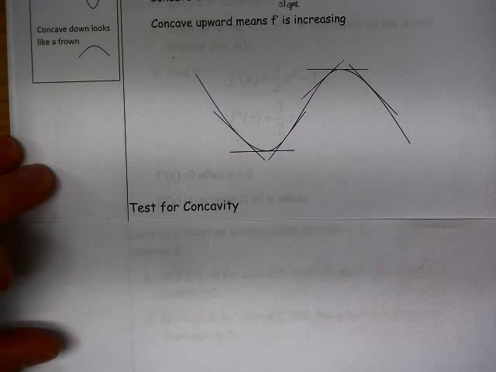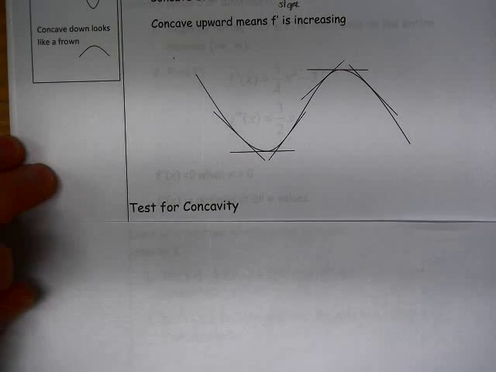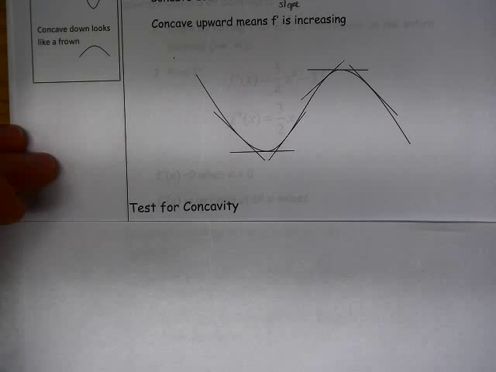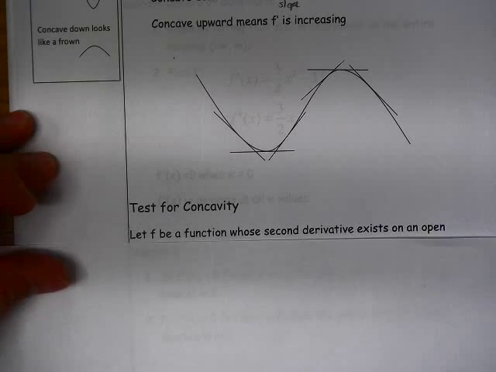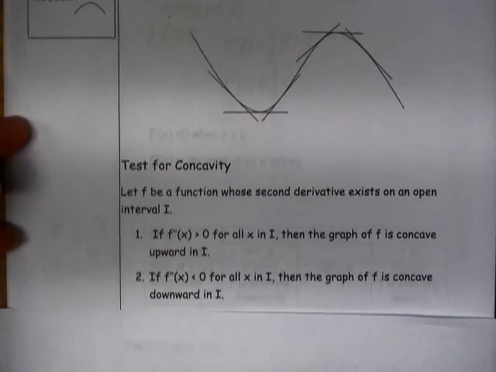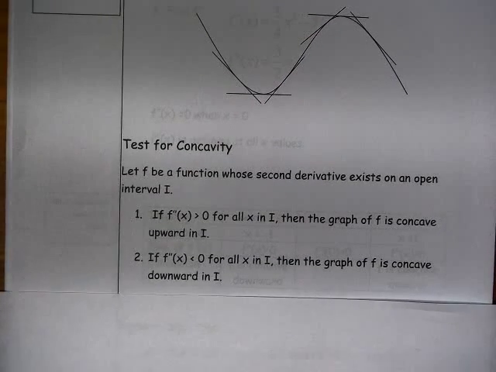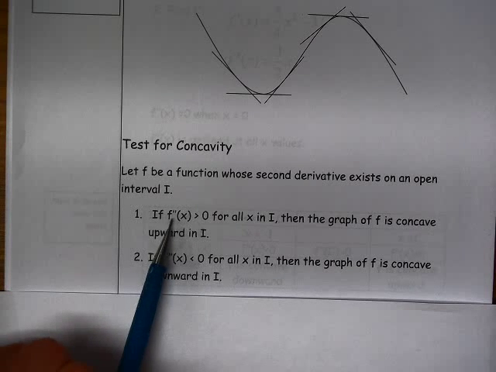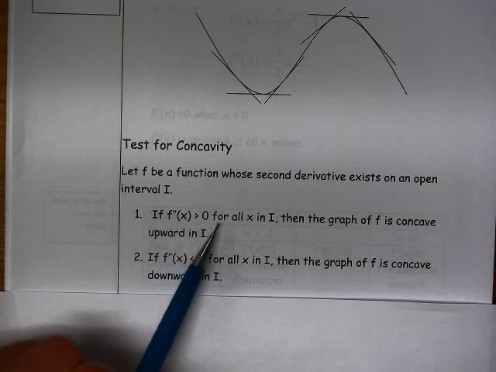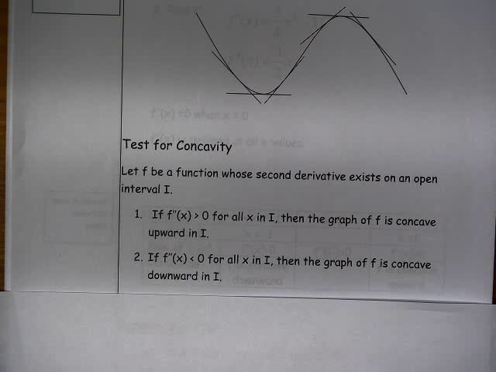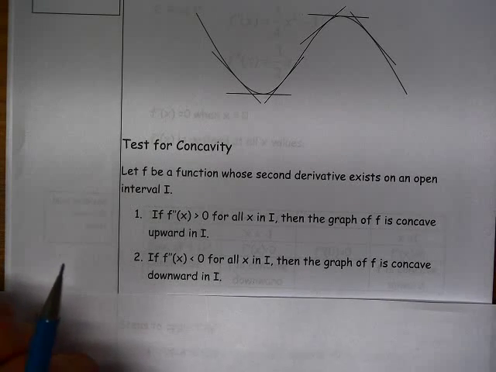So the tests for concavity are very similar to the tests for increasing and decreasing functions that we used last time with the first derivative, except we're using the second derivative. We're going to approach it this way. Let f be a function whose second derivative exists on some open interval. If the second derivative is greater than 0 for all x in that interval, then the graph is concave up. And if the second derivative is negative, then the graph is concave down in that interval.